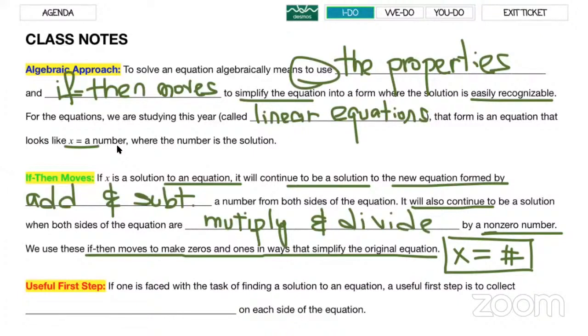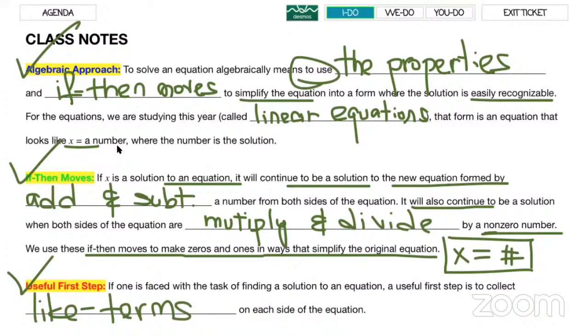So when you have algebra, or any equation, what is the useful step that you always have to remember? If one is faced with the task of finding a solution to an equation, a useful first step is to collect like terms. Oh, I cannot emphasize this more. You guys need to know what like terms are, and add and subtract them. Collect means combining, adding and subtracting like terms. Whenever you see terms that have the same variables, they are called like terms, and you always have to collect them on one side of each equation, okay?